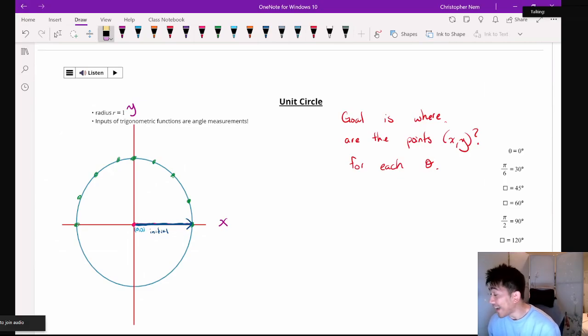Hello guys, so we're on 5.1 and we're going to talk about the unit circle. Now, earlier we've worked with trigonometric functions and their ratios, so we can actually work with right triangles. I'm going to now put those right triangles inside of something called a unit circle.